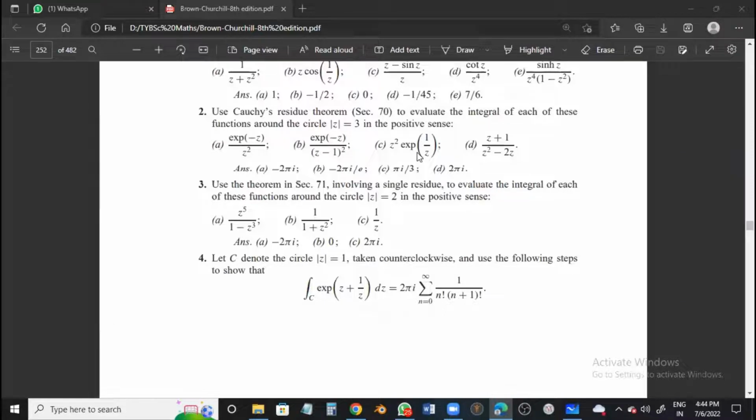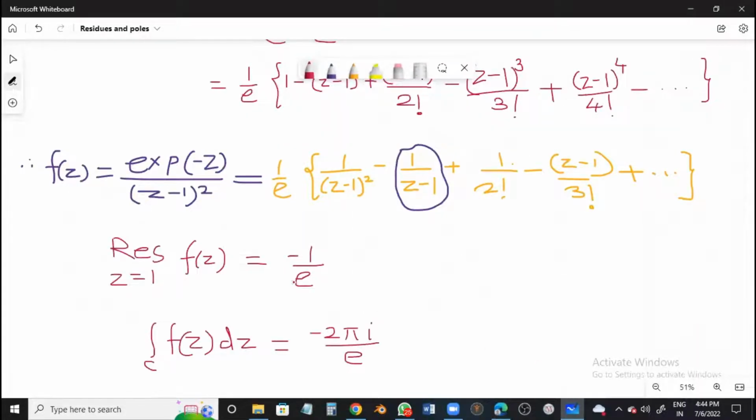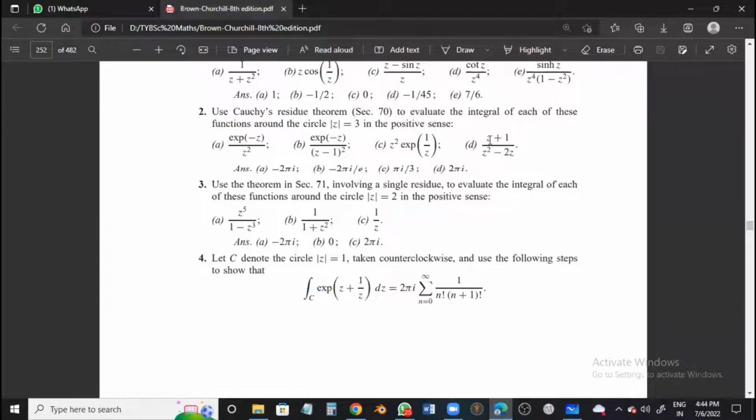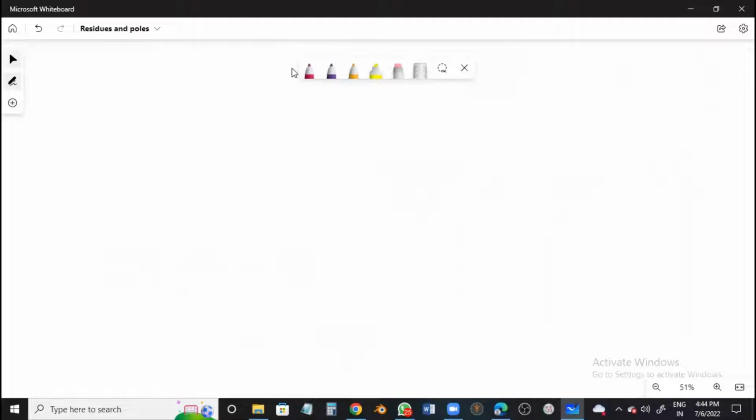Yes, ma'am. Okay, so I would like to go with the last question: z plus 1 upon z square minus 2z. So once again, you can see it is z plus 1 upon z square minus 2z. And again, the circle is the same, centered at origin with radius 3, mod z equal to 3.